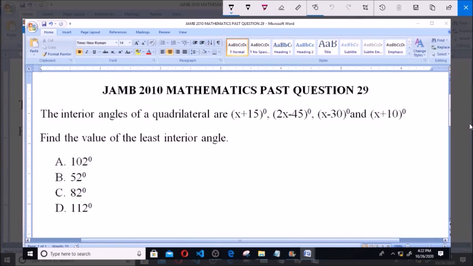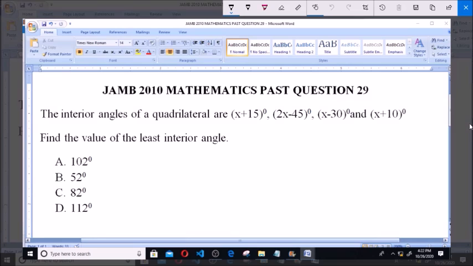I'll be answering JAMB 2010 Mathematics Past Question 29. The interior angles of a quadrilateral are x plus 15 degrees, 2x minus 45 degrees in brackets, x minus 30 degrees in brackets, and x plus 10 degrees. Now we are asked to find the value of the least interior angle.